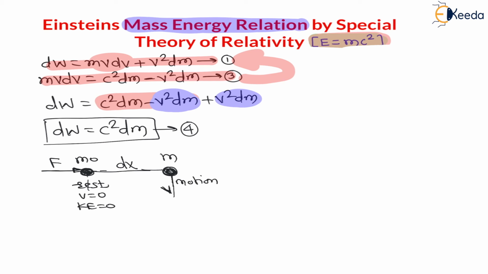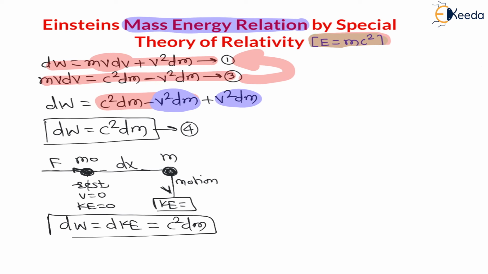So my dear students, at this location as there is a velocity, there will be a kinetic energy. Let us say this kinetic energy is KE. As per the work energy principle, we can replace this work with kinetic energy. This dW can be written as dKE, the change in kinetic energy, which is nothing but c square dm.